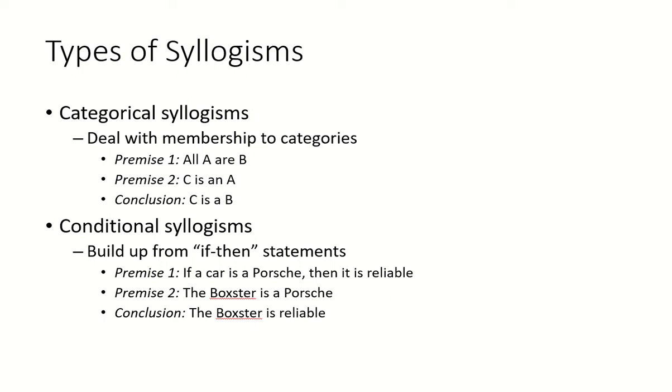There's also conditional syllogisms that have a slightly different form. They express themselves in if-then statements. So for example, if a car is a Porsche, then it is reliable. The Boxster is a Porsche, therefore the Boxster is reliable. Okay, that's a conditional syllogism. So if it is the case that such and so, then such and so follows. Now you see that, of course, these are simplified examples, but it's useful to have some notion of these sorts of structures and rules of logic when you're actually engaging with somebody in a debate.